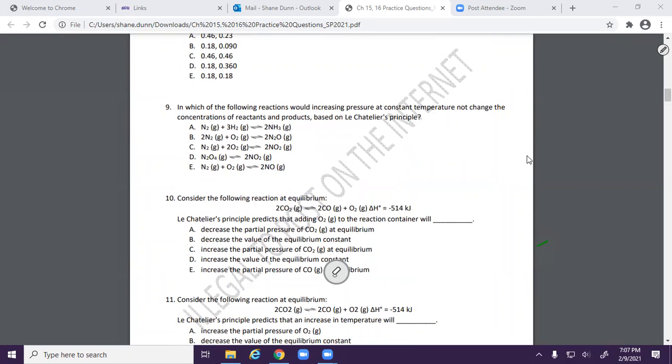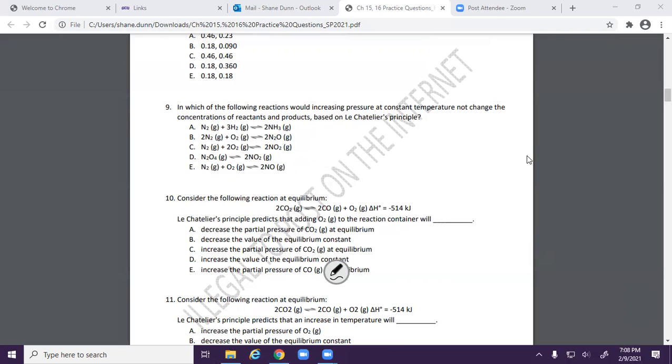Okay, Le Chatelier's principle. At a constant temperature, what does that mean? Are we changing temperature at all? No. The concentration of reactants and products. So, which of the following reactions would be affected by an increase of pressure? Ah, we're already starting off hard.